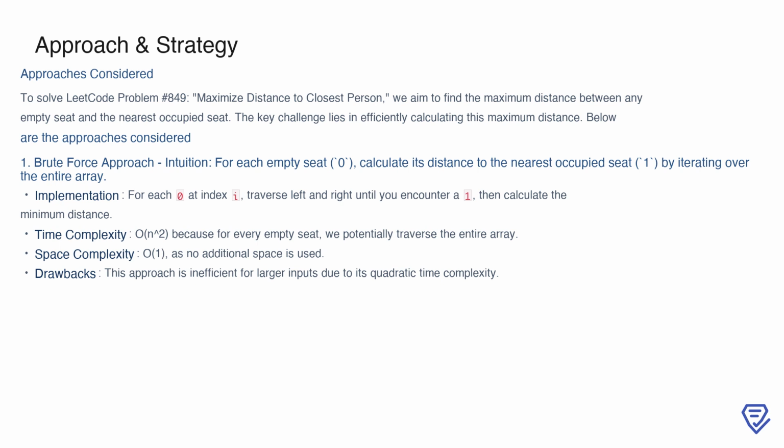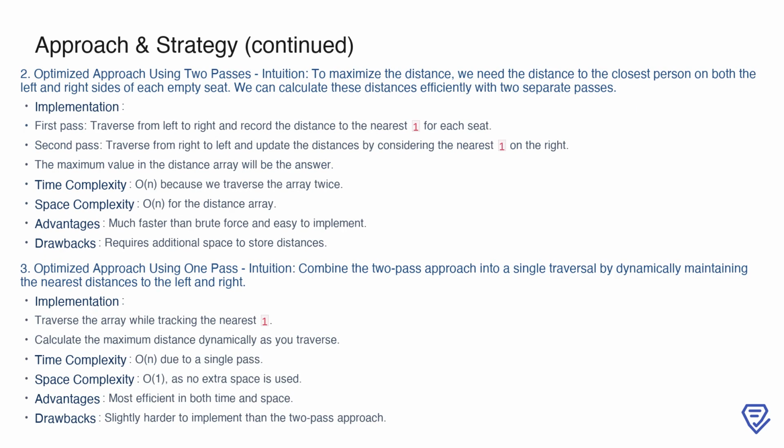This means the time complexity is n squared, making it impractical for larger inputs. So, while it's a good starting point, we need something faster and more scalable. To improve efficiency, we can use an optimized approach that involves two passes through the array. The intuition here is to calculate the distance to the nearest occupied seat by performing separate left-to-right and right-to-left traversals.